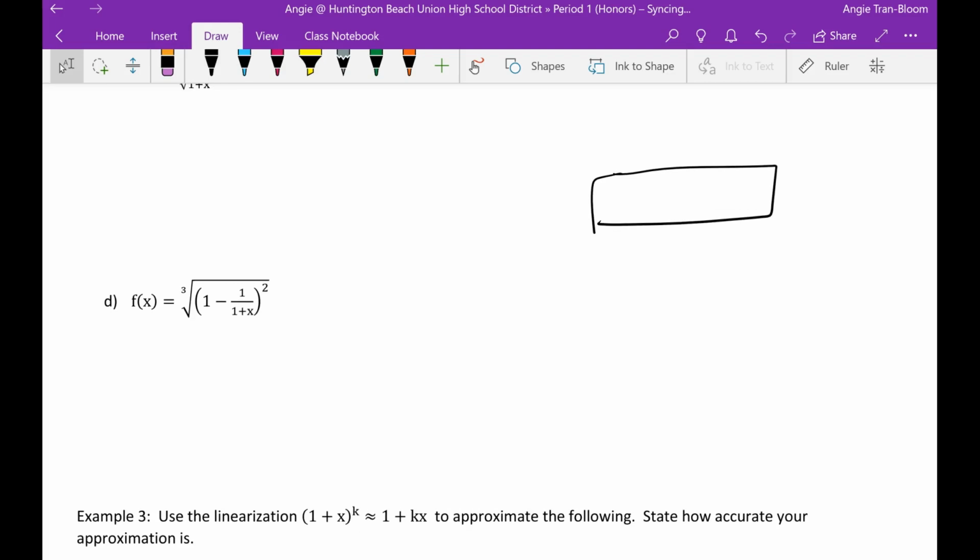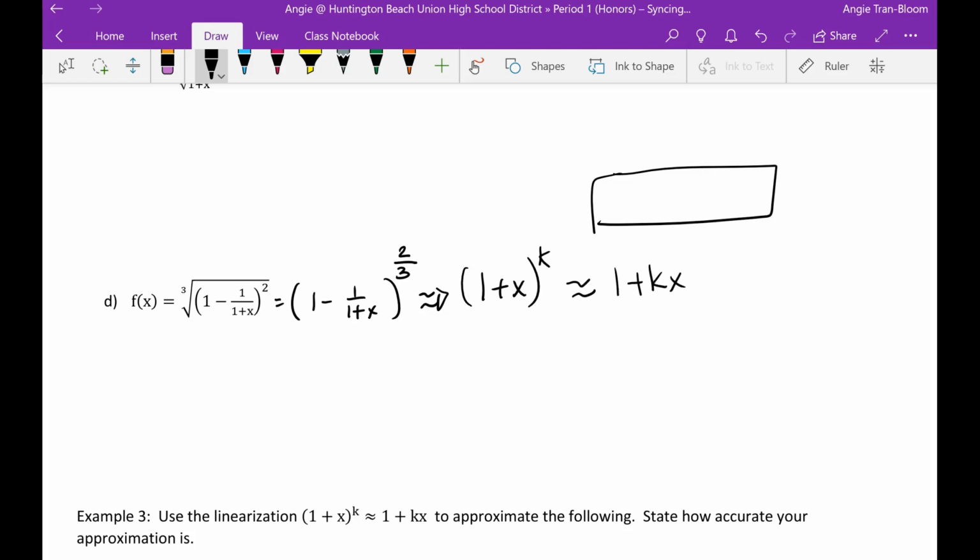Would you agree? So D, again, I'm going to write it as a power function. So I would have 1 minus 1 over 1 plus x to the power of, this one, your root is 3, so that's to the power 2/3. Then I'm going to see if my formula is going to apply. Here's the formula: 1 plus x to the k power is approximately the same as 1 plus k times x for linear approximation near 0.